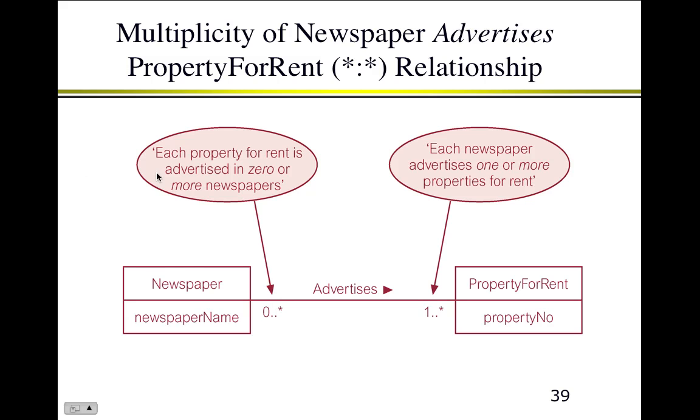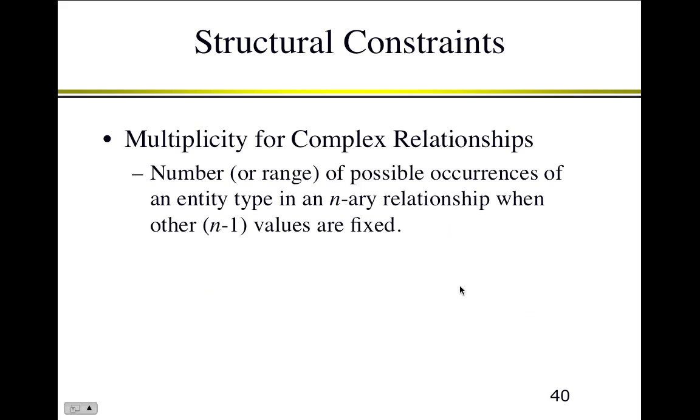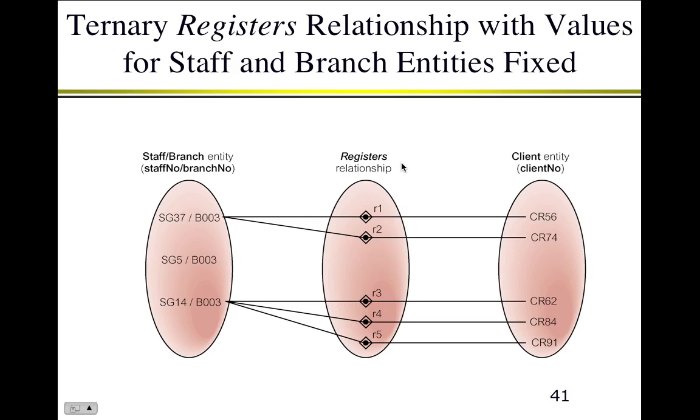That's where the confusion normally arises. So here we have each property for rent is advertised in 0 or more papers. Each newspaper advertises 1 or more properties for rent. So, structural constraints. The multiplicity are complex relationships. The number or the range is the possible number of occurrences. So these are the number of entity occurrences, if you think of it that way. So n-ary relationships with n-1 values that are fixed.